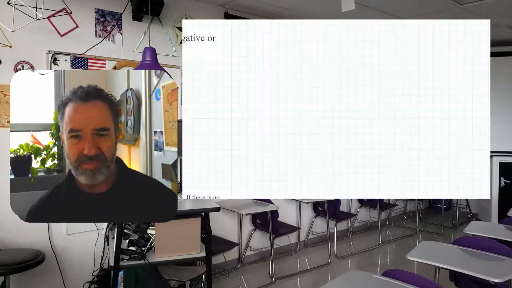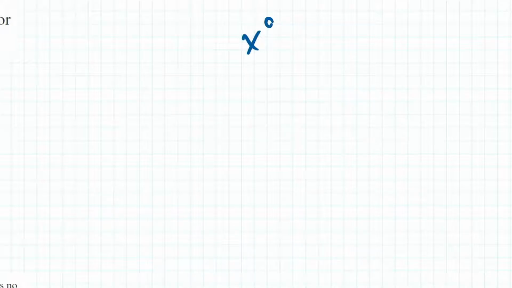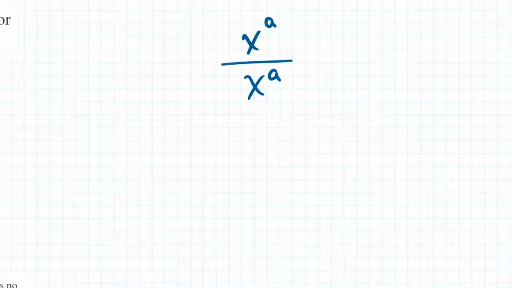If I have, for example, something like x to the a power, and I'm dividing that by x to the a power also, one way of seeing this is a giant one. This is something divided by itself. So regardless of what x is and regardless of the current value of a, this will always equal the number 1.